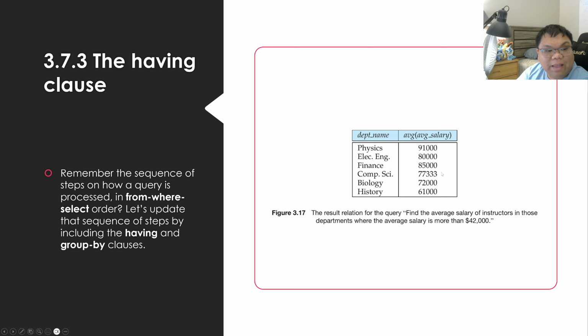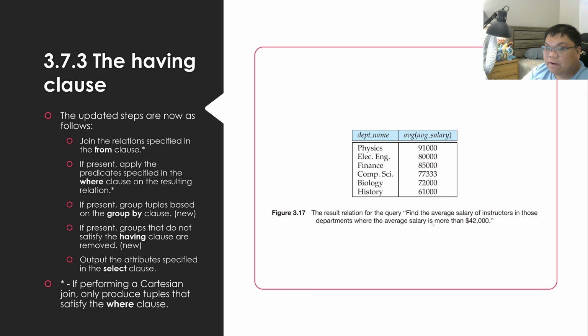Hey, remember that sequence of steps on how a query is processed? Let's add the having and group by clauses to that sequence of steps. Here it is. Join the relation specified in the from clause. If present, apply the predicates specified in the where clause. If present, group tuples based on the group by clause. If present, groups that do not satisfy the having clause are removed. And then output the attribute specified in the select clause. And if you are performing a Cartesian join, only produce tuples that satisfy the where clause.